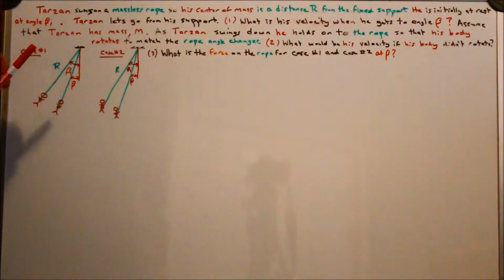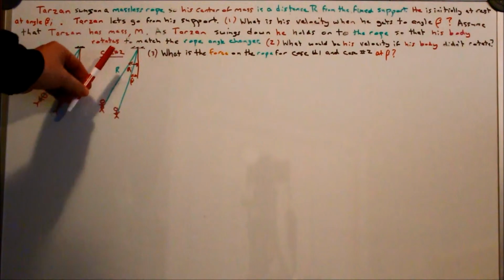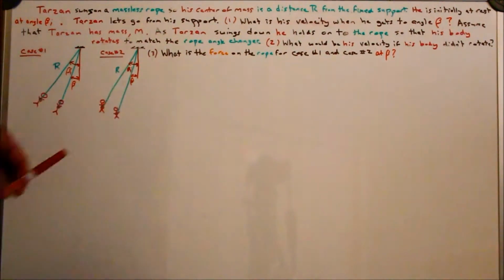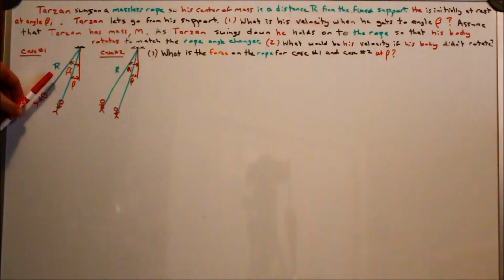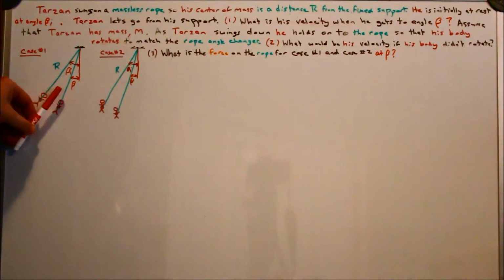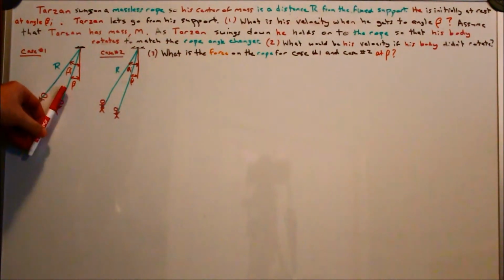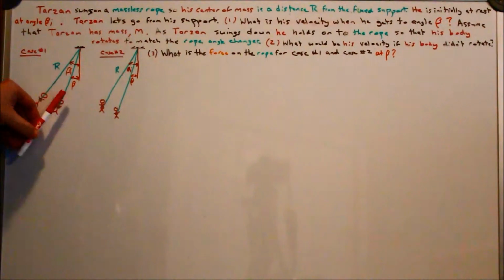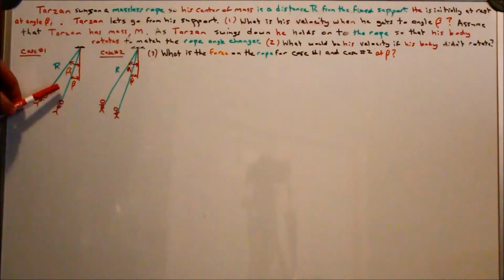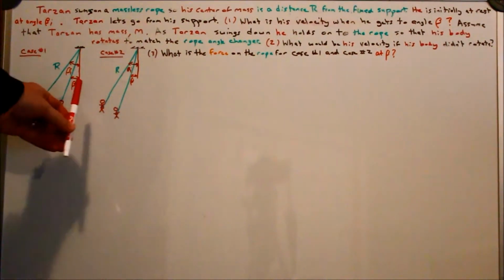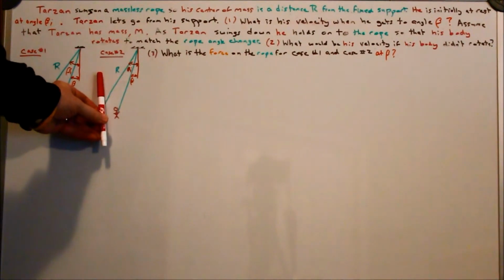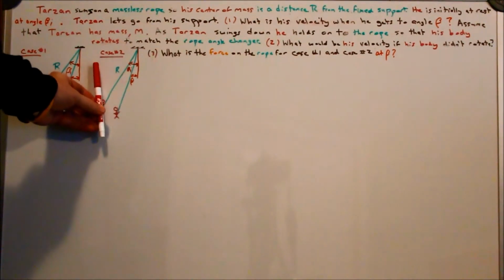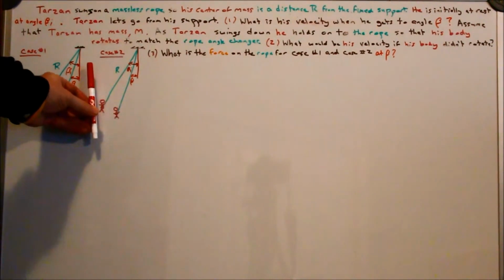What's his velocity when he goes from beta initial to beta? And there are two different cases. Case number one: he's holding on to the rope in such a way that as the rope is turning and rotating, his body is also swinging with it. Case number two: he's holding it such that his head's always up, he's always keeping his orientation.